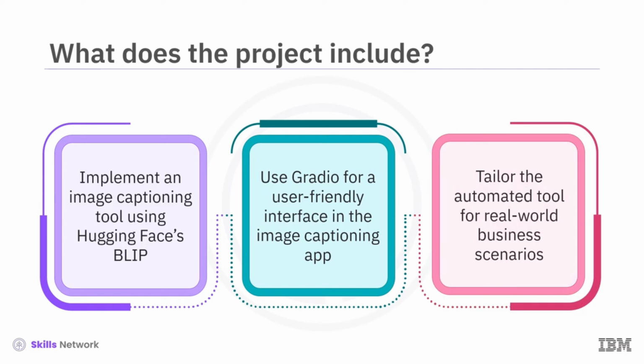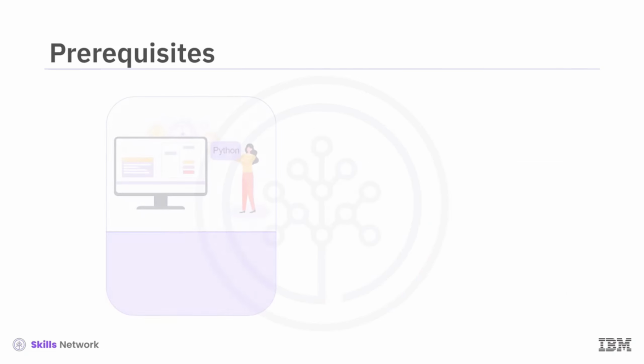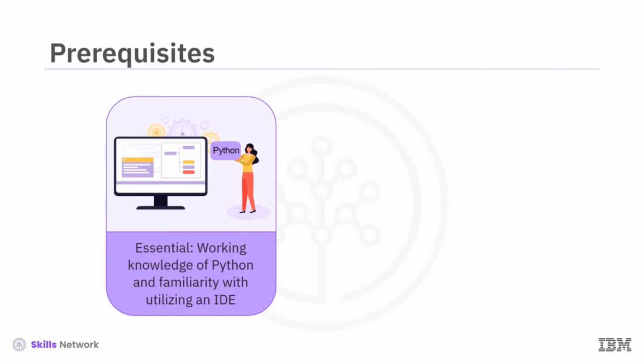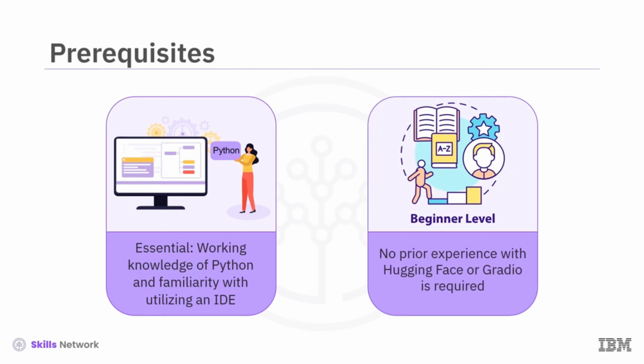Finally, you will tailor the automated tool for real-world business scenarios, demonstrating its practical applications by extracting images from URLs and generating captions. To complete this project, you should have a working knowledge of Python and familiarity with utilizing an integrated development environment, IDE. No prior experience with Hugging Face transformers or Gradio is necessary, as you will gain acquaintance with them during the project.